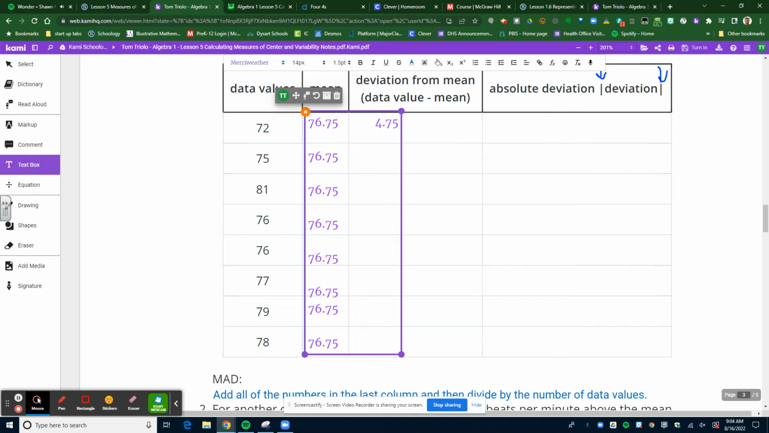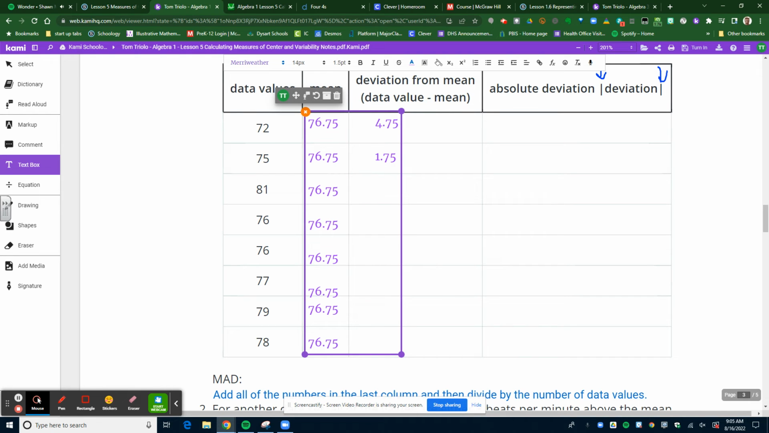4.75. Okay, next one. Don't hit enter. Down, then go to the right. Tab. 76 minus 75 is 1.75. That's down arrow. 1, 2, 3, 4. 76.75 minus 81. Okay. So we can get negatives?